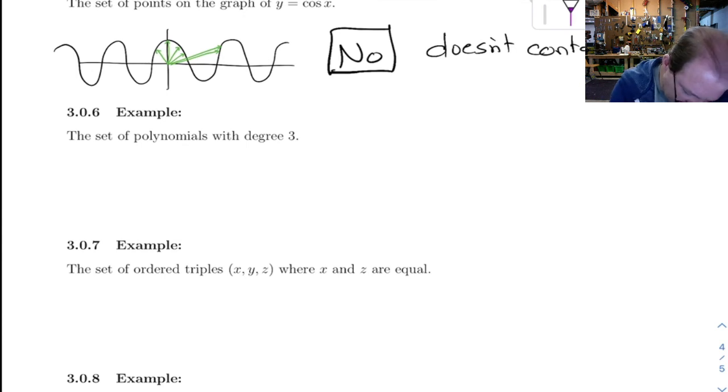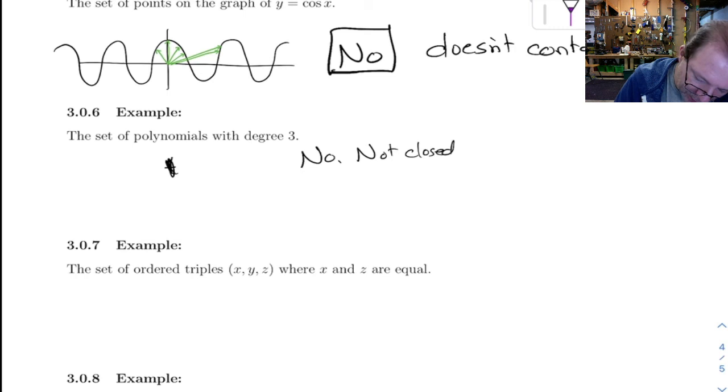All right, what about this? The set of polynomials with degree 3. We actually already did that one, but I'll write it down here too. The answer here is no. It's not closed under vector addition. But maybe I shouldn't just jump right ahead to say that.